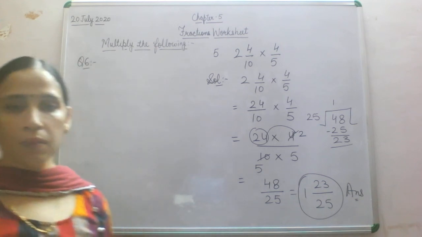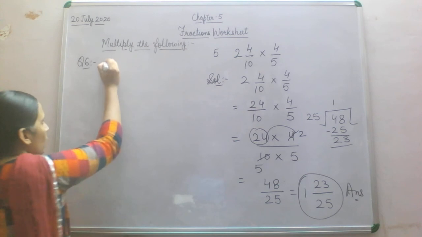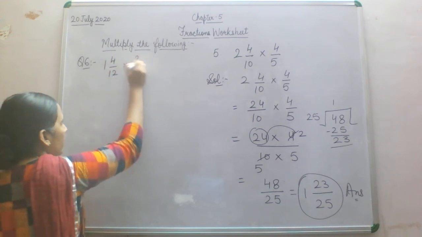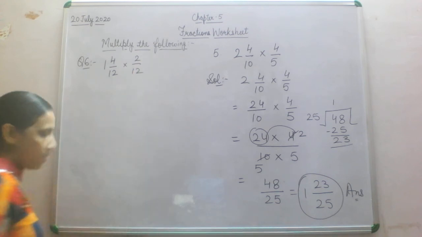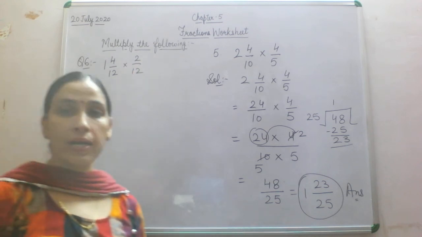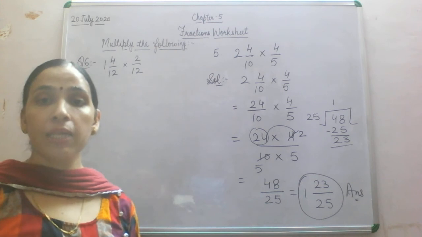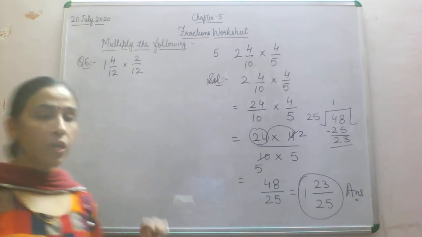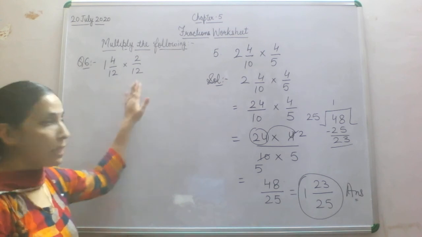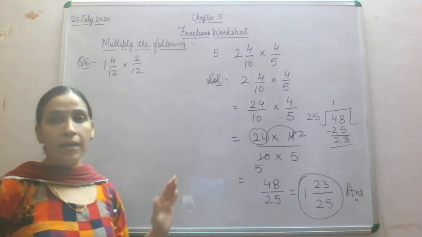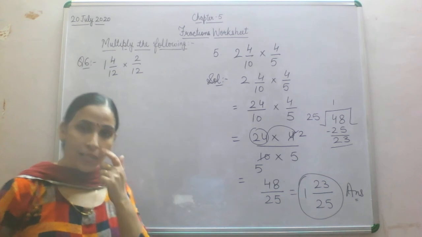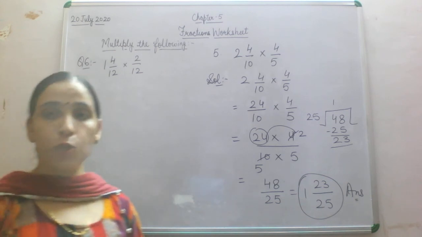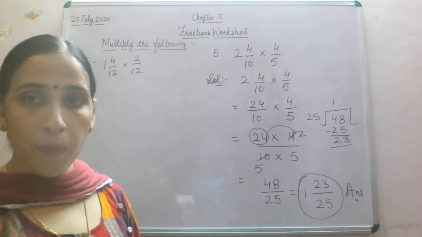The sixth will be 1 4 by 12 multiplied by 2 by 12. This will be your next question. 1 4 by 12, which is a mixed fraction, multiplied by 2 by 12, which is a proper fraction. Now what is the next step? A mixed fraction is supposed to be changed into an improper fraction.